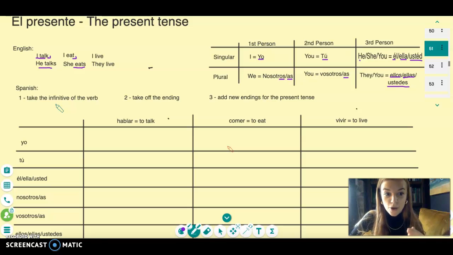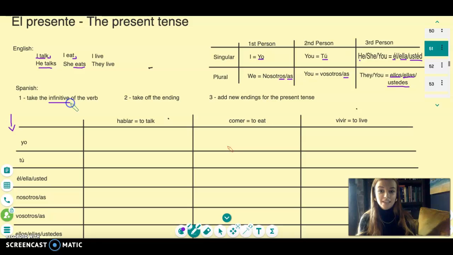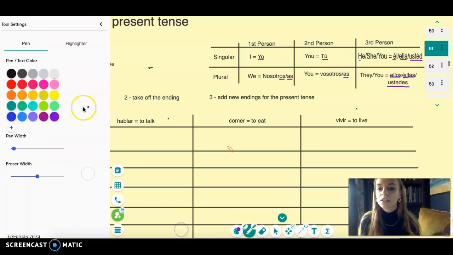So we take those pronouns, all 6 of those pronouns, and I've got them listed down here because we have a different conjugation for each one. So the first thing we have to do is to take the infinitive of the verb. Now I have all of our infinitives here. We're going to take 3 different verbs because there are 3 different types of verbs. We have 3 different types of verbs.